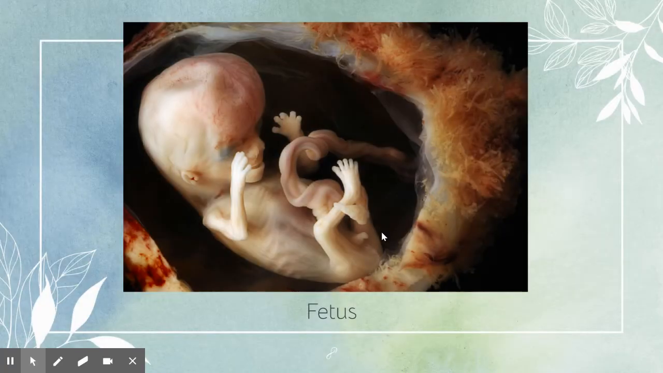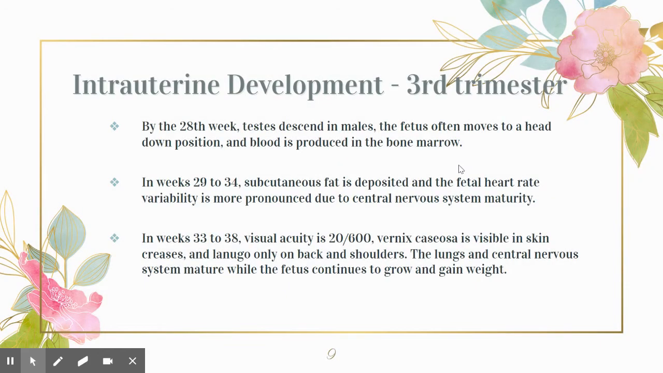Okay, so there's your fetus. And you can see there's the baby, looks more or less human. All the features are there. They're going to be fine. They're going to grow. We have an umbilical cord, we'll talk about that, and we have the placenta. So third trimester, by the 28th week, usually the testes descend. Sometimes they take a little longer. The fetus tries to move to a head down position for birth, and blood is produced in the bone marrow.